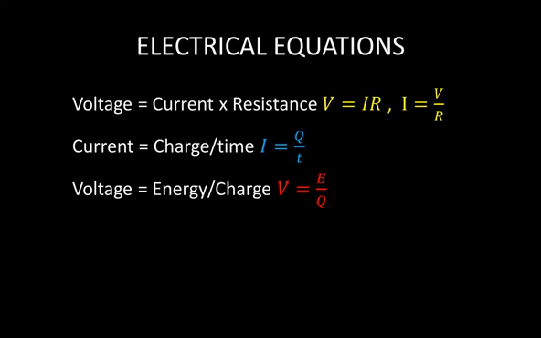Now we said that voltage was a measure of how much energy each coulomb has, so it only makes sense that voltage is the amount of energy per charge. So those are your basic electrical equations. Another basic equation would be the power equation, but we'll discuss that in the power chapter.